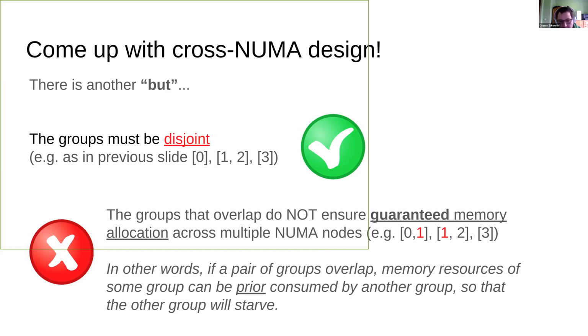I'm not sure if it is clear or not, but when we were designing this feature, that was the only way to achieve guaranteed memory allocation, through disjoint groups. Okay, I think we can move forward to implementation.